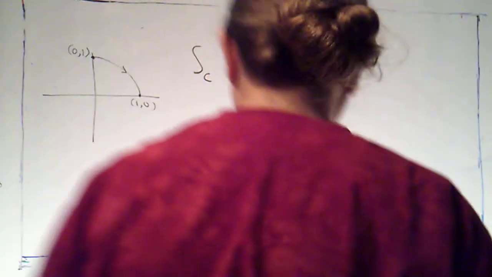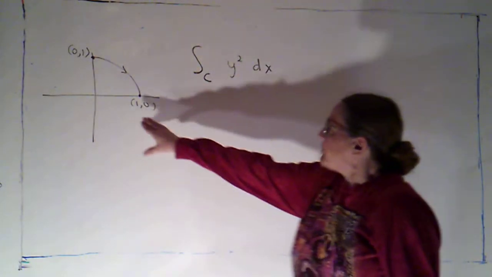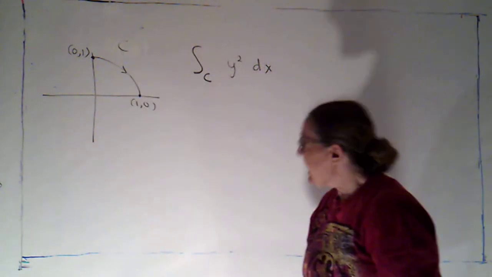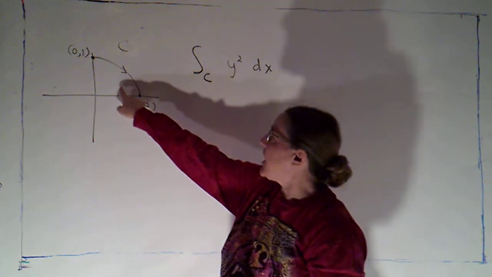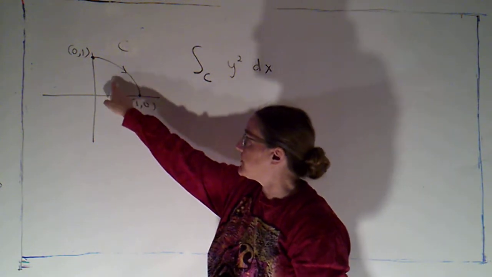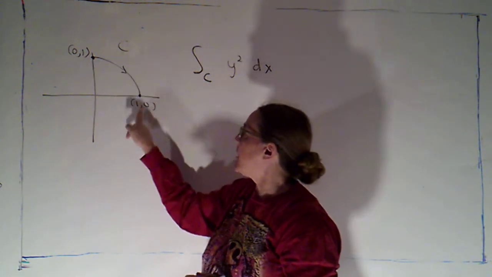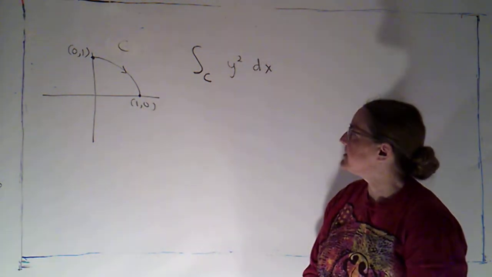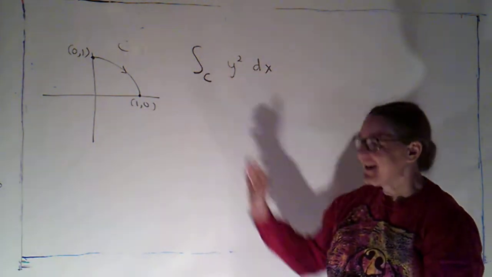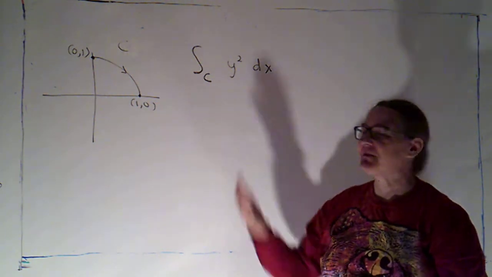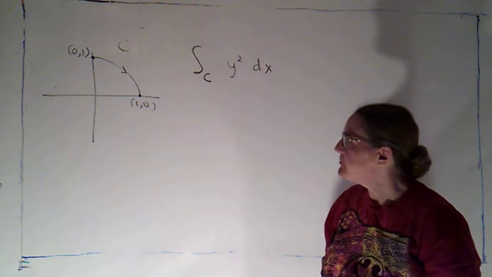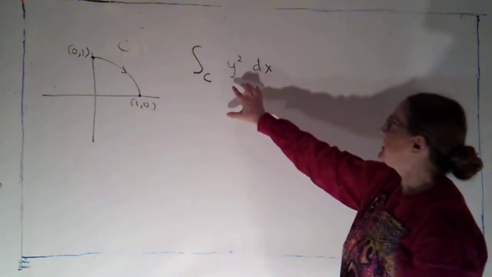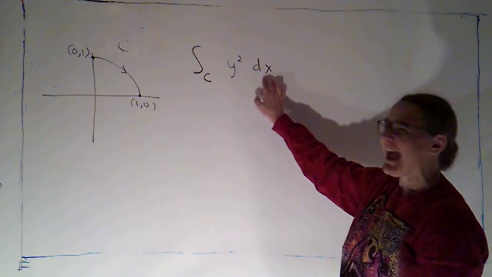Okay, I've got a problem up here on the board. I've drawn a picture here of my curve C. And so C is meant to be a quarter of the unit circle, going from (0, 1) to (1, 0). I would have to tell you that it's a circle because obviously there are lots of curves that connect those two points, but that is meant to be part of the unit circle. Notice it's oriented clockwise. And I want to do this integral of y squared dx.